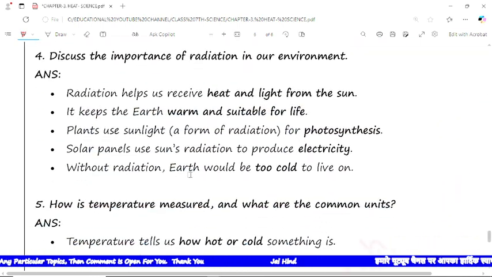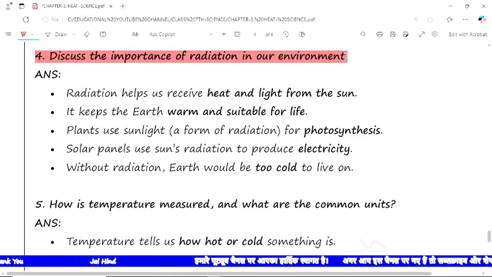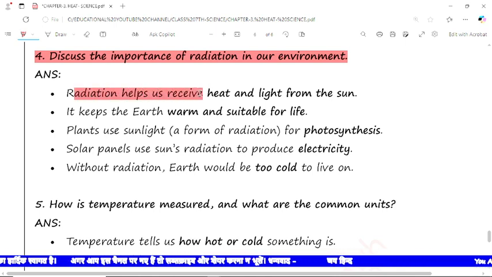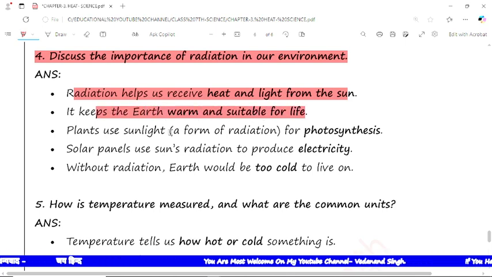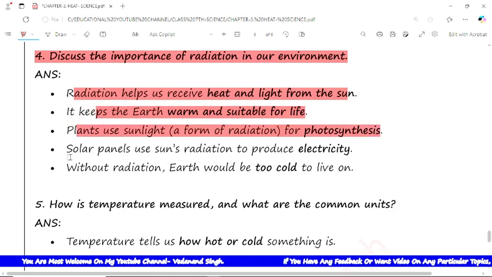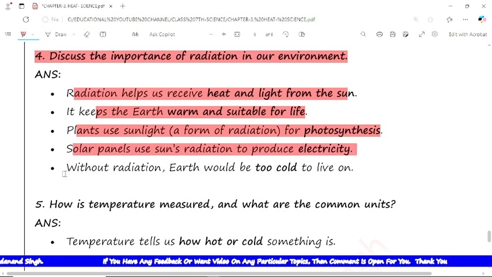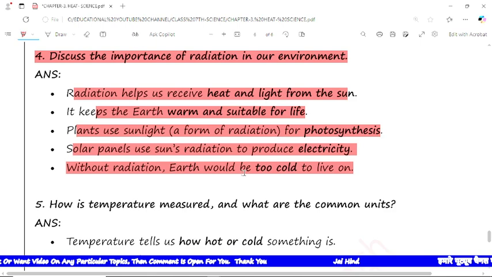The next, fourth number question is, discuss the importance of radiation in our environment. We have to discuss the importance of radiation. What are the importances? The next is, radiation helps us to receive heat and light from the sunlight. And the next is, it keeps the earth warm and suitable for life. Next is, plants use sunlight for photosynthesis. Next is, solar panels use radiation to produce electricity. Next, without radiation, the earth would be too cold to live on.